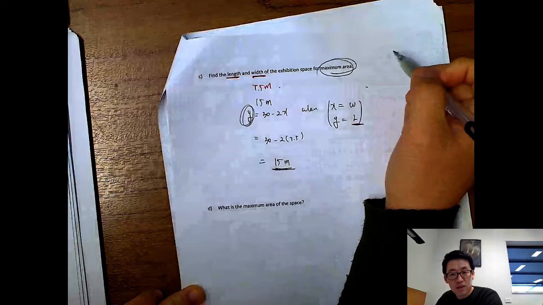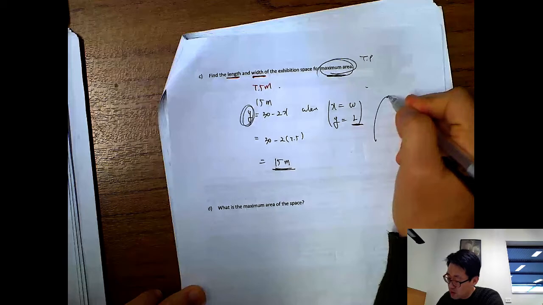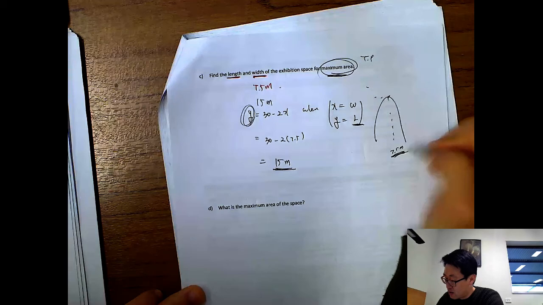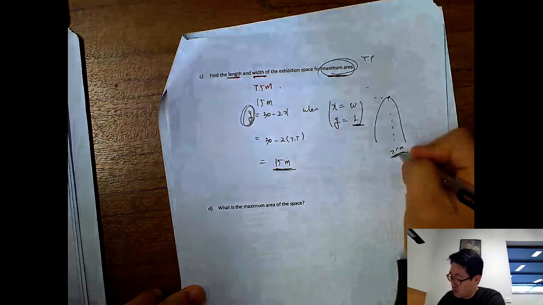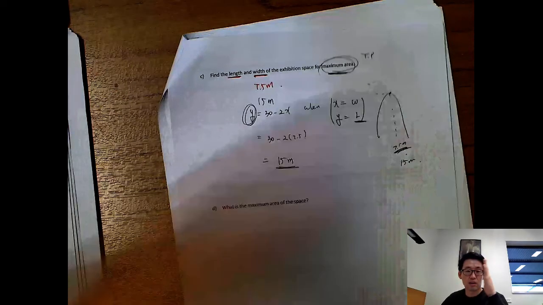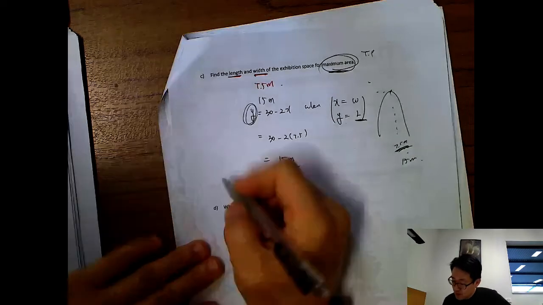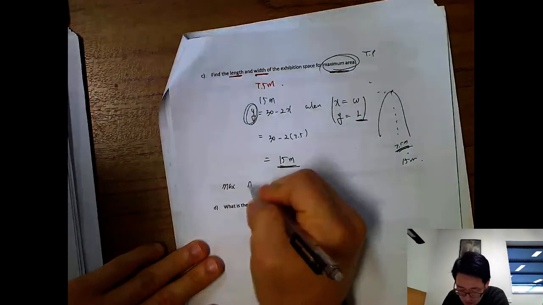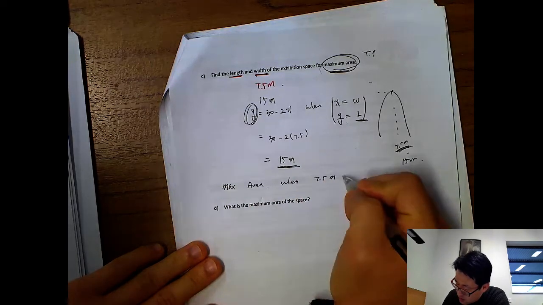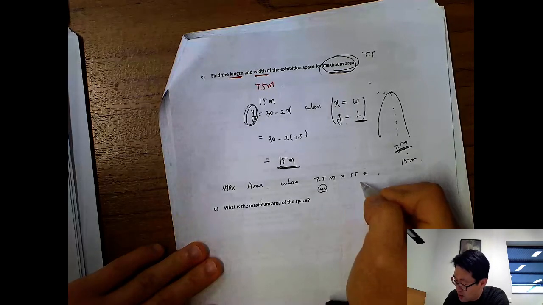Maximum area, okay? We're dealing with the turning point. We know that's 7.5 meter. When the width is 7.5, what do we get for the length? 15 meter. That makes sense. 7.5, 7.5, 15 makes 30. So I need to write down the maximum area when 7.5 meter by 15 meter. Or write down width and length.